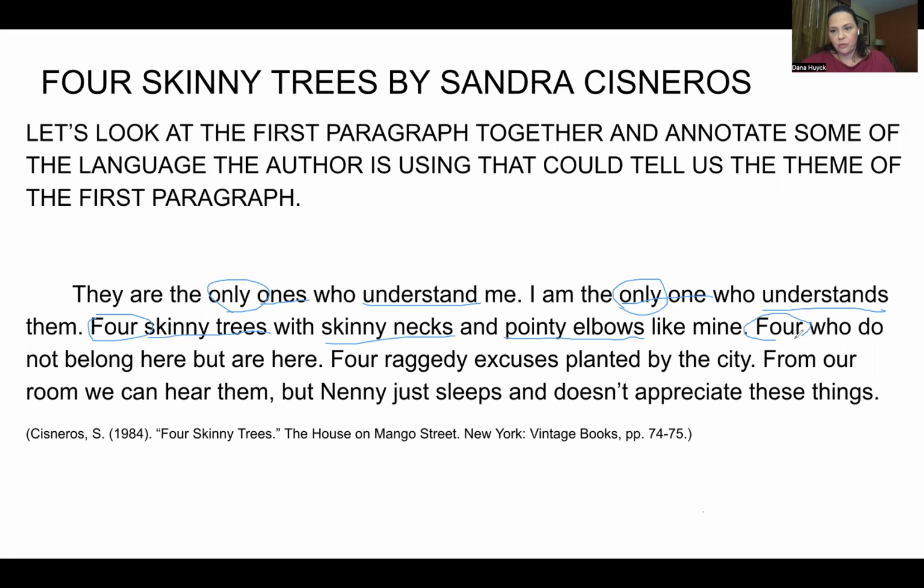There's a repetition word there. "Who do not belong here, but are here. Four raggedy excuses planted by the city. From our room, we can hear them, but Nini just sleeps and doesn't appreciate them." I'm going to put this in parentheses because I want to know why she's mentioning Nini.